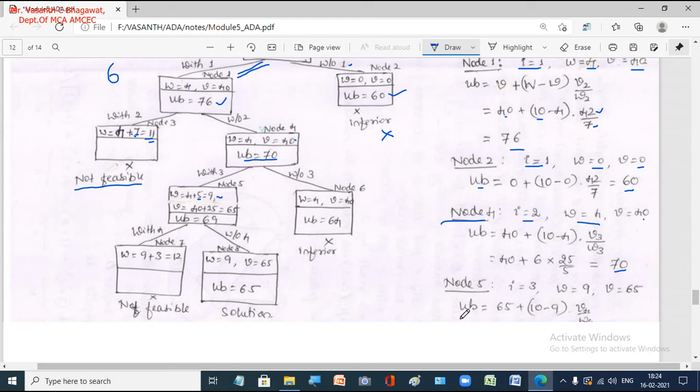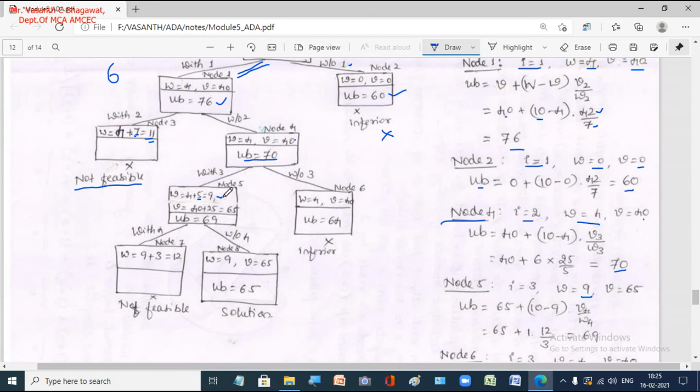Now you calculate the upper bound using the same formula. Upper bound equal to 65 plus 10 minus 9, into, see, i is 3, so we should multiply it with V4 by W4. The profit of the fourth item is 12 and the weight of the fourth item is 3. You substitute, and you will get the upper bound as 69.